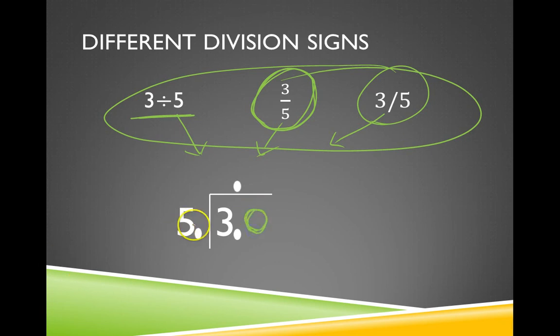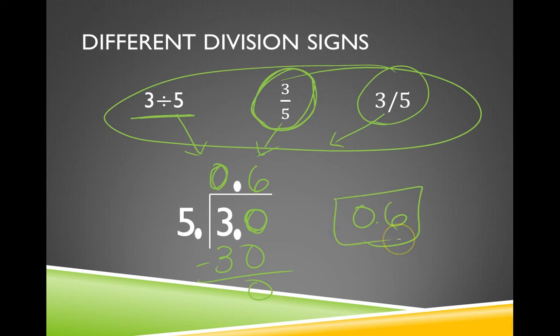Now, 5 cannot go into 3, so we're going to put a 0 in front of the decimal point. And now we just see how many times can 5 go into 30. Well, 5 can go into 30 6 times. 6 times 5 is 30, and we get 0, so we are done. And 0.6 or 6/10 is my answer. So that's how we're going to do that.